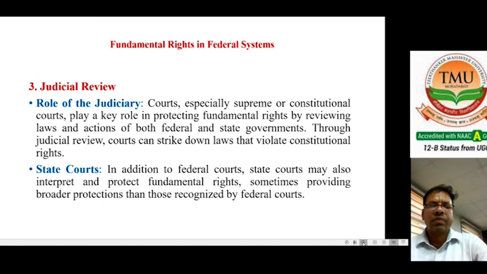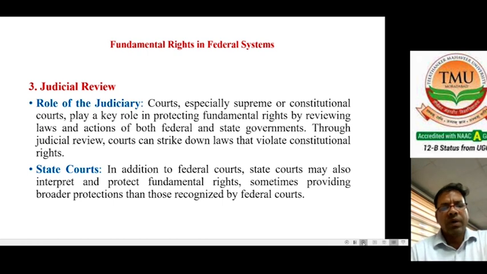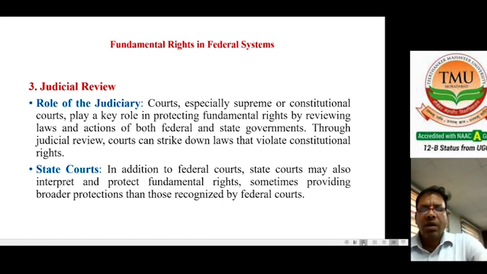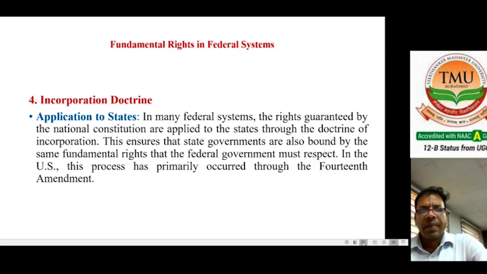State courts, in addition to federal courts, may also interpret and protect fundamental rights, sometimes providing broader protections than those recognized by the federal courts. This is also an important part of fundamental rights in the federal system of governance.